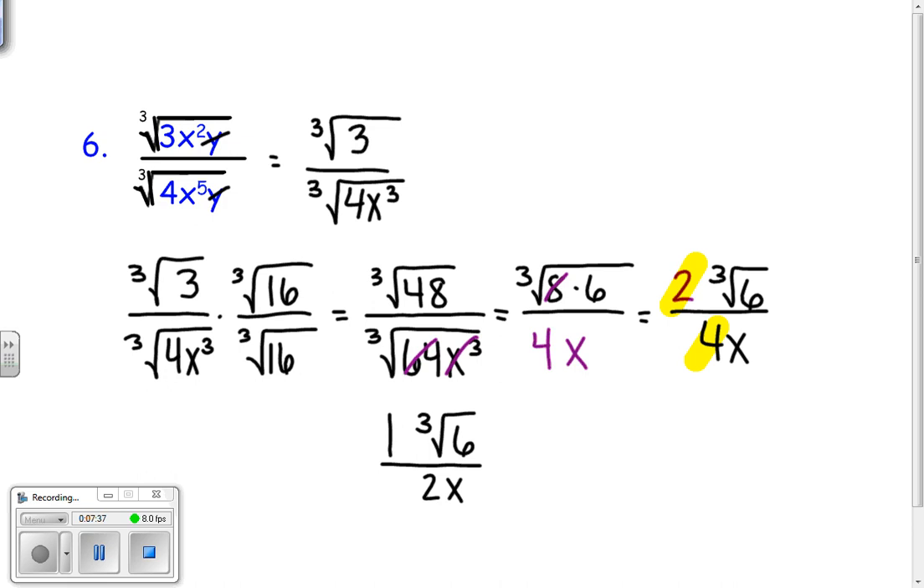So what I really have is a 1 times the cubed root of 6 over 2x. Just for the sake of not wanting the 1 there, I am going to erase it, but putting it there isn't wrong. Absolute values are not necessary because I started odd.